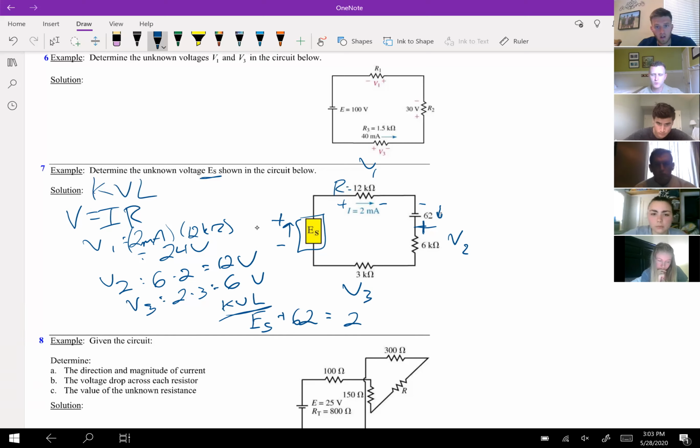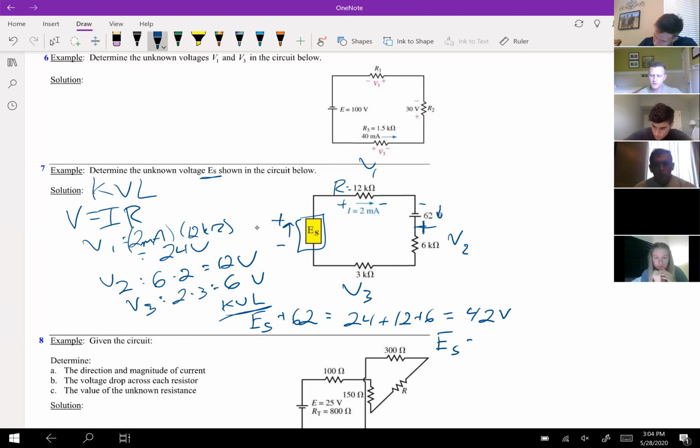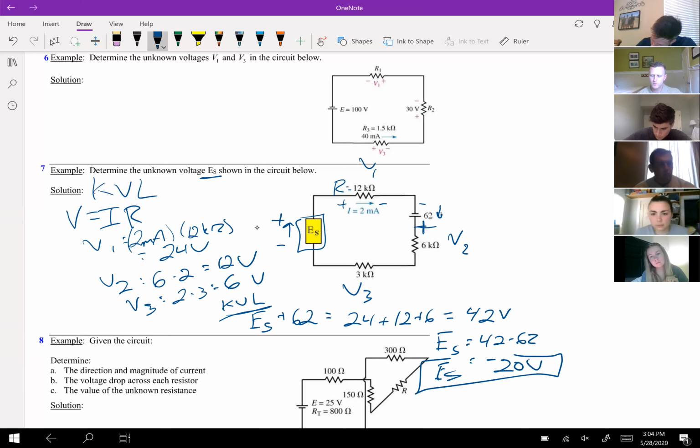And so we have 24 plus 12 plus 6. All 3 of those together comes out to 42 volts. So if we're solving for ES, that'd be 42 minus 62. And according to the way that I drew it, it's negative 20 volts. And that's because I drew this positive in the same direction as the source. So if you got 20 and you drew your terminals the other way, that would also be correct. So there's number 7.